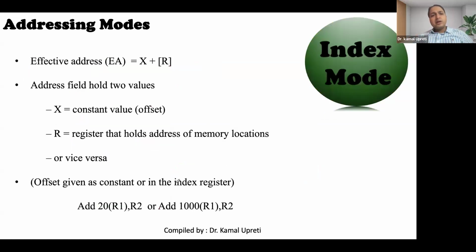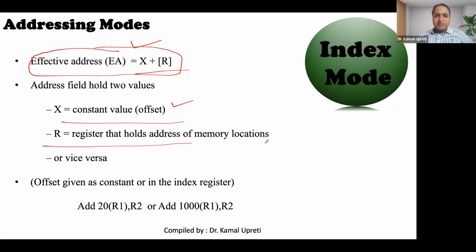You can see here we have a certain addressing mode executing, because we have a lot of values that need to be processed. But the question is, if we have an effective address that we call EA, then EA equals X plus R, where X is a constant value and R is a register value that holds the memory address, and vice versa.